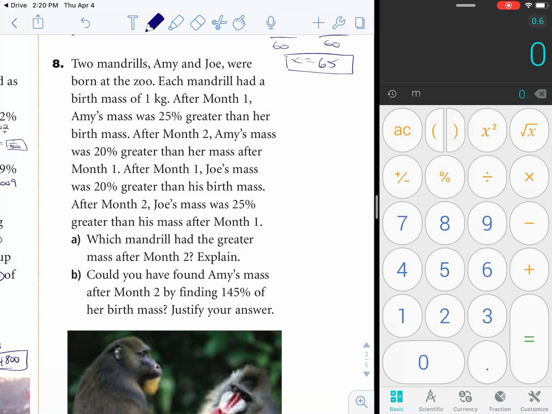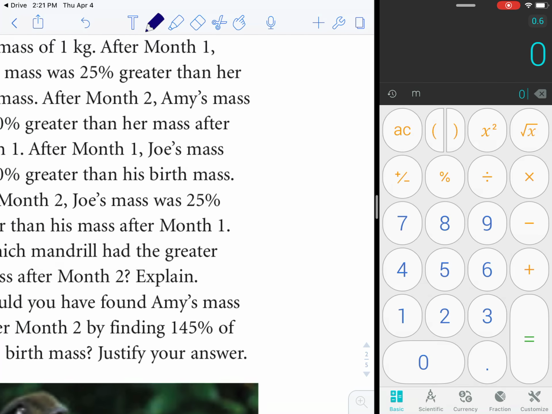All right, what's going on here? Two mantrolls, Amy and Joe, were born in a zoo. They both were 1 kilogram. After 1 month, Amy's mass was 25% greater than her birth mass. Okay, so 25% of 1 kilogram. After month 2, Amy's mass is 20% greater than her mass after month 1. And then we have Joe's situation. So who is bigger after 2 months, I think, is the question.